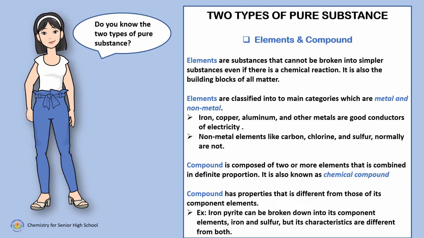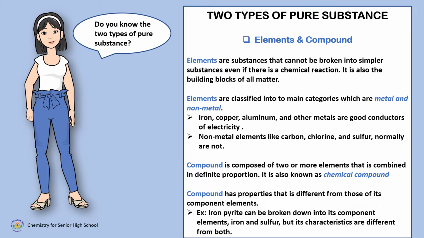Do you know the two types of pure substance? The two types of pure substance are elements and compounds. Elements are substances that cannot be broken into simpler substances, even by a chemical reaction. They are also the building blocks of all matter. Elements are classified into two main categories, which are metals and non-metals. Iron, copper, aluminum, and other metals are good conductors of electricity. Non-metals like carbon, chlorine, and sulfur normally are not.